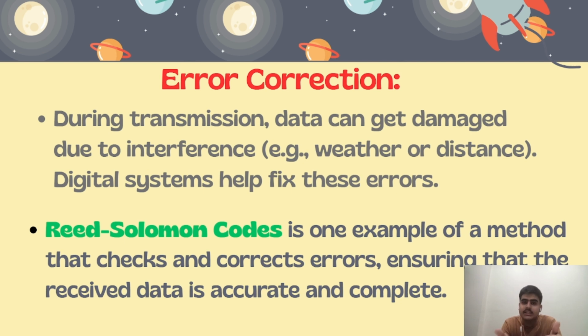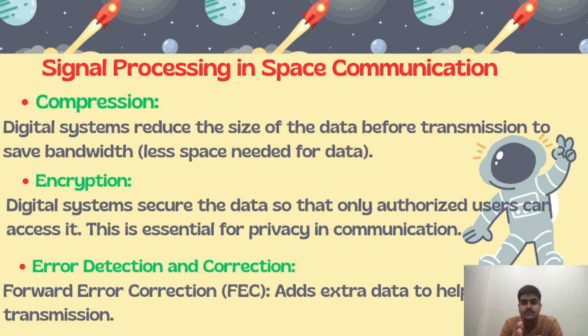So by any chance, if the whole main 10 words get damaged or do not reach their final destination, we can also recover that data with the help of those 5 words which we have sent later. So this is how Reed-Solomon codes work. Next, let's move on to signal processing in space communication.